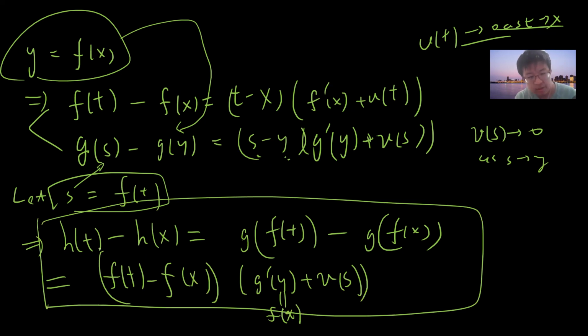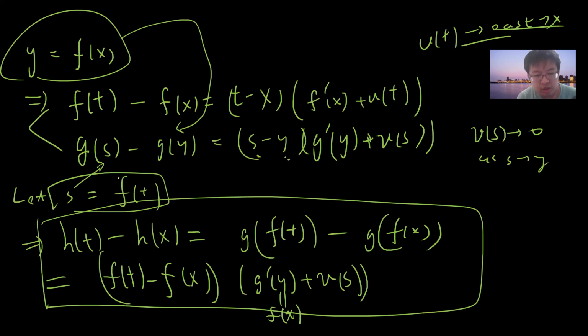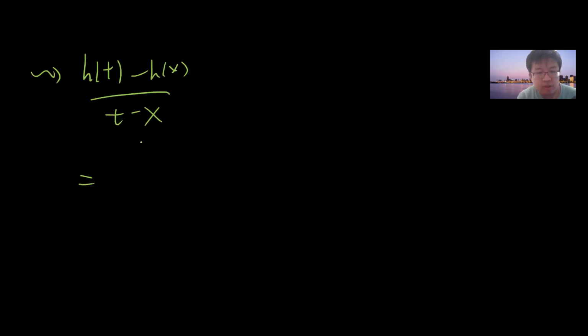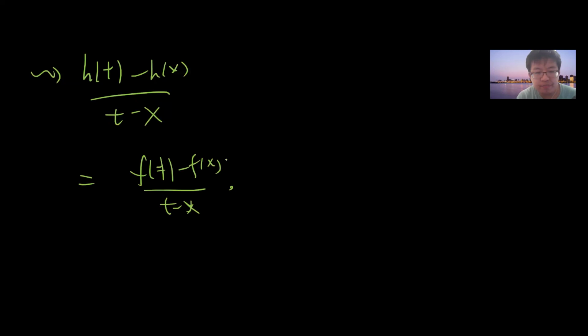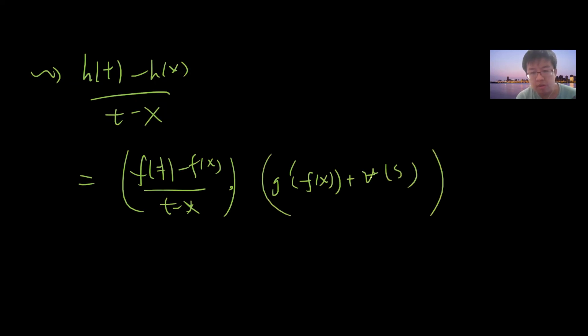Okay, so let's divide by t minus x, right? So I get h of t minus h of x over t minus x. So the right-hand side equals f of t minus f of x over t minus x, times g prime of f of x plus v of s. So this is v of s, where s is f of t, right?